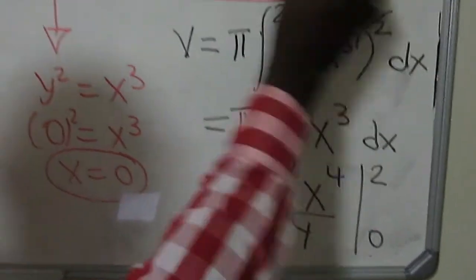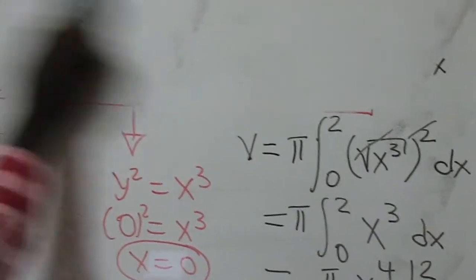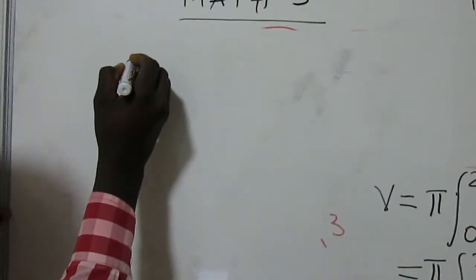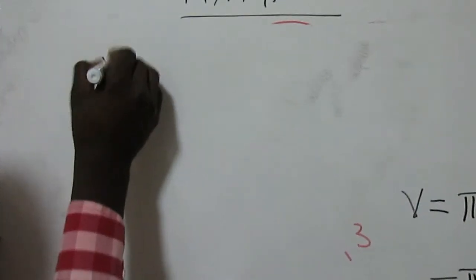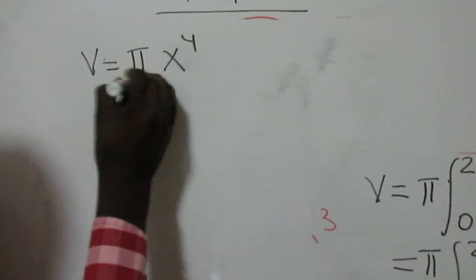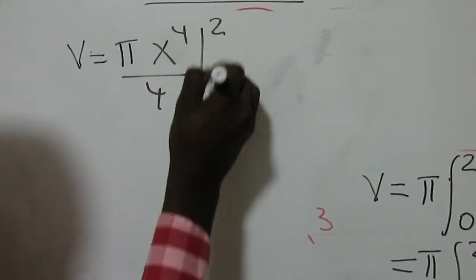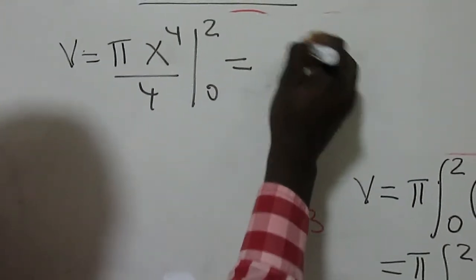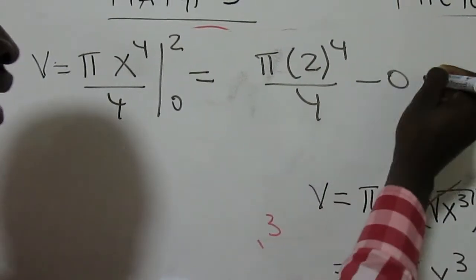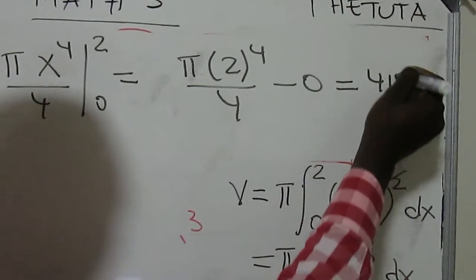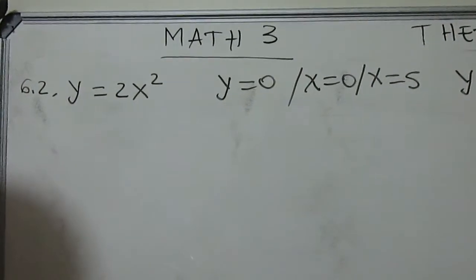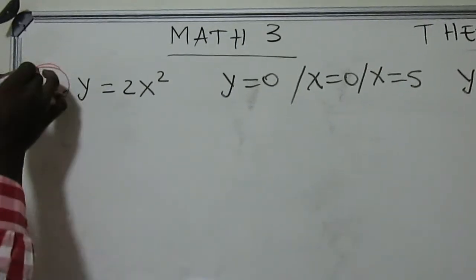Okay? So once you have determined that, you come back here and you find that our value is going to be given by pi x to the power of 4 over 4 under the limits of 2 and 0. Our value will be given by pi times 2 to the power of 4 over 4 minus 0, and this will give us 4 pi.